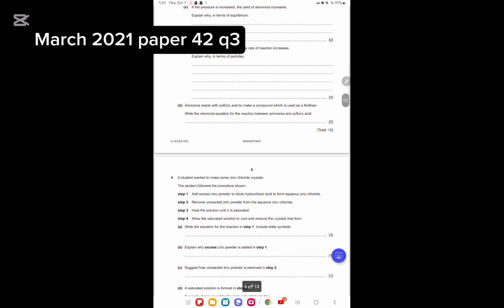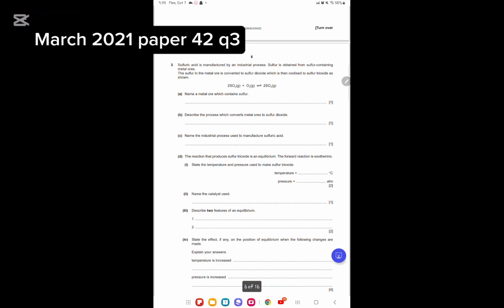Now, ammonia reacts with sulfuric acid to make a compound which is used as a fertilizer. Write the chemical equation for this. So ammonia is NH3, reacts with sulfuric acid, which is H2SO4, to produce fertilizer. What's this fertilizer? It is (NH4)2SO4. So that is for the March 2021 paper 42 question 3.